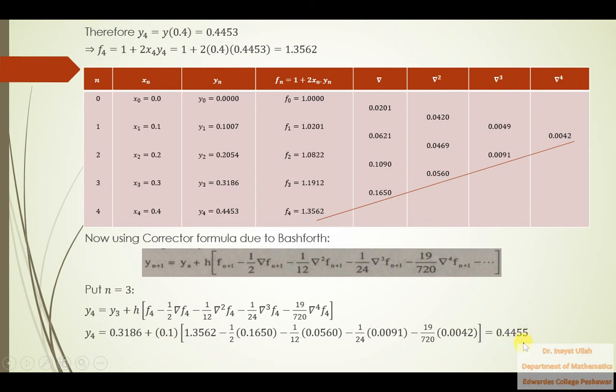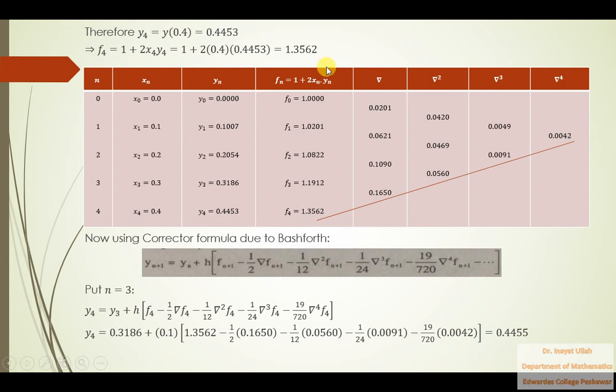0.4455. Now this is very much important. You see that y4 from the predictor formula is 0.4453, and y4 from the corrector formula is 0.4455, that is 53, and this is 55.